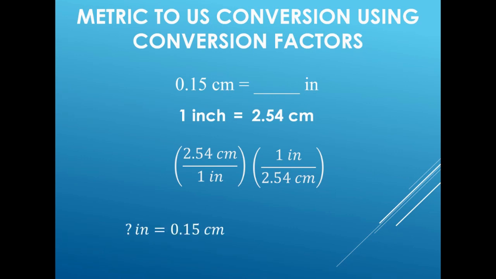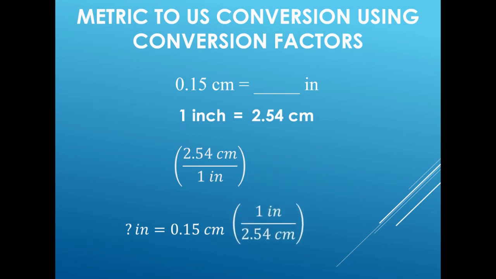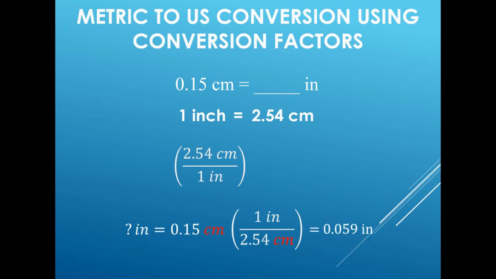We want to know how many inches there are in 0.15 centimeters. So we're starting with centimeters. Centimeters is on the top. We want the conversion factor that has centimeters on the bottom so that those units cancel out. So we're going to bring this 1 inch over 2.54 centimeters down. That's going to cancel out our centimeters. So we're going to multiply 1 by 0.15, and then we're going to divide by 2.54. That's going to give us 0.059 inches in 0.15 centimeters.